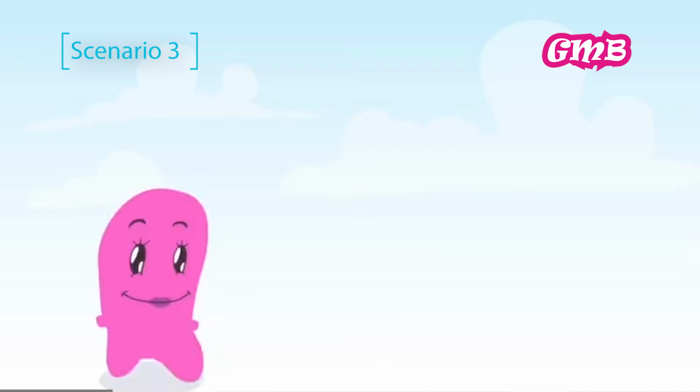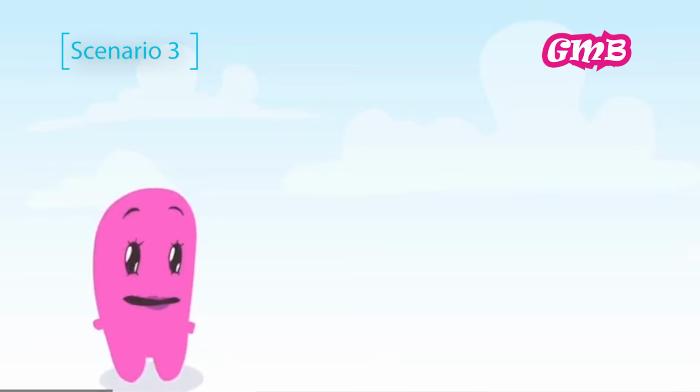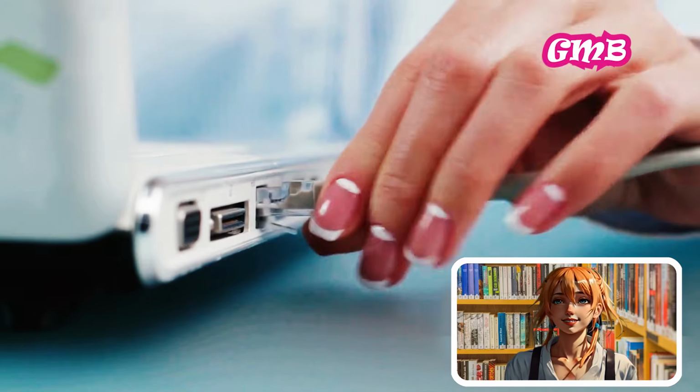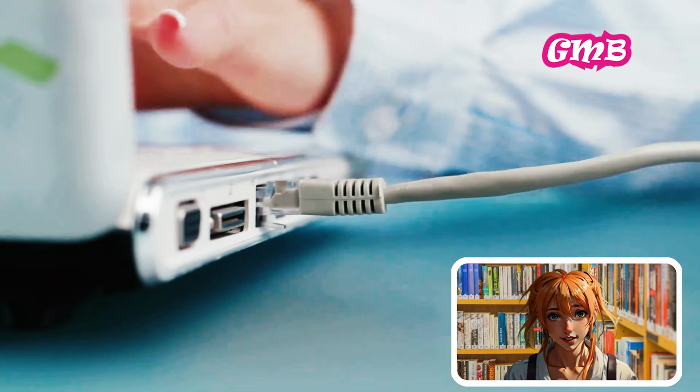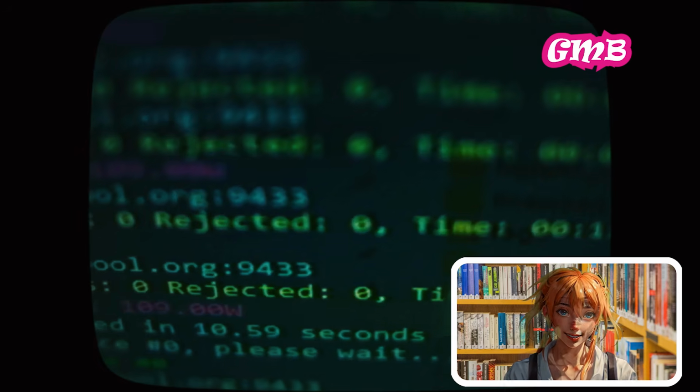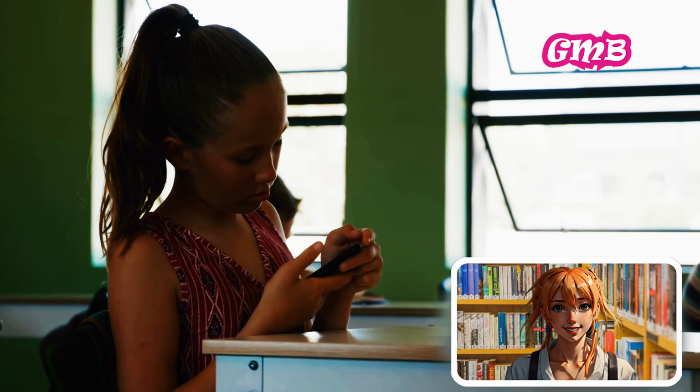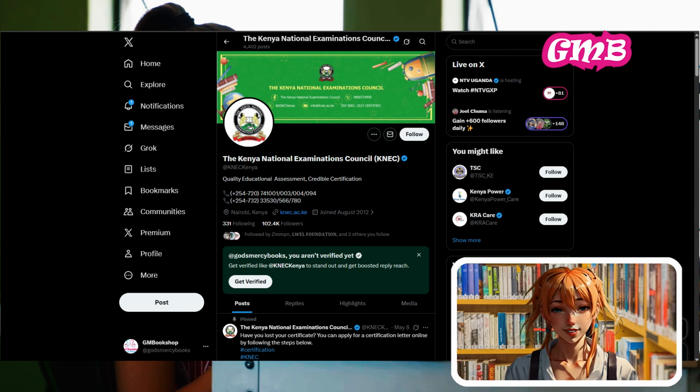Scenario 3, error message. Don't panic. Check your internet connection. Make sure you entered everything correctly and try again. There might be some hiccups. If it keeps failing, try again later, or check KNEC's official social media for updates.